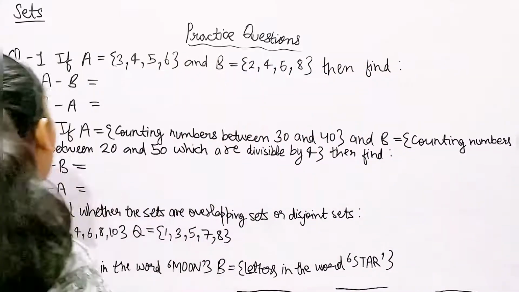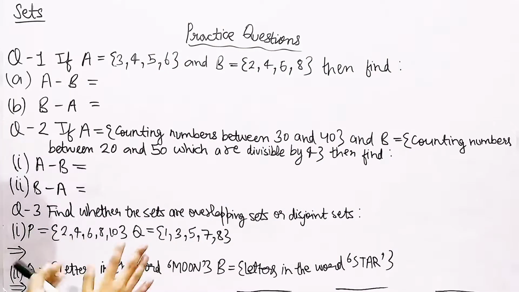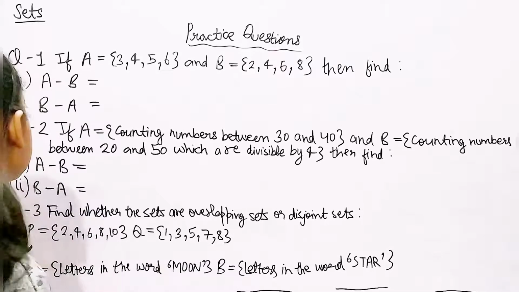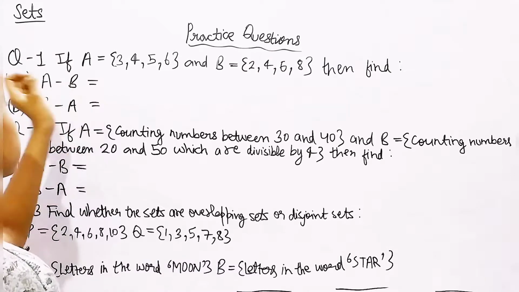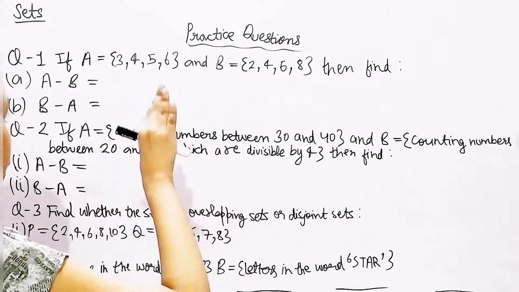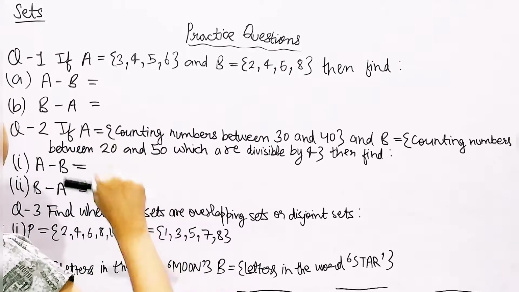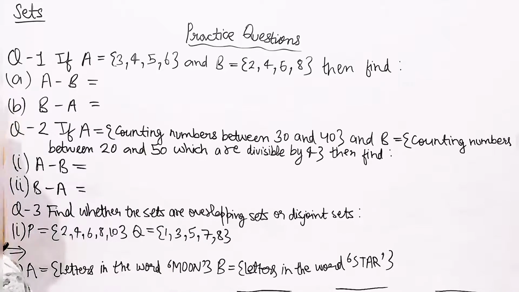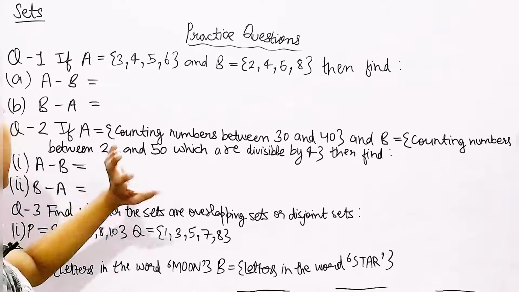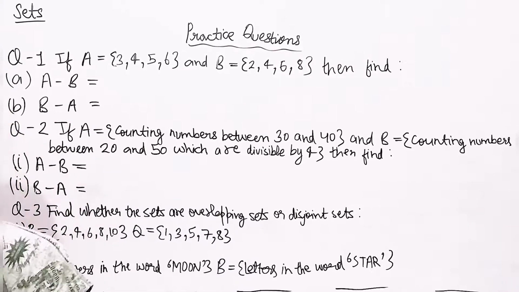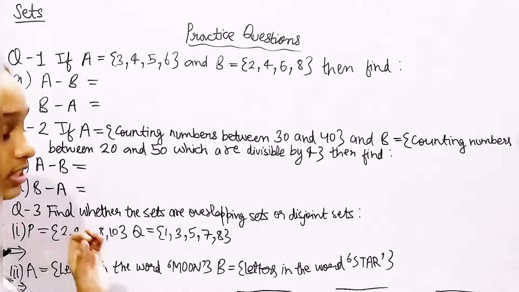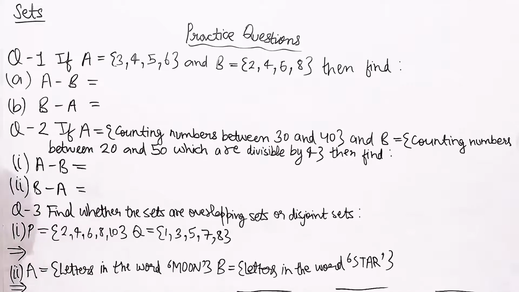So the first question. I've written all the questions, so we just have to solve them. The first question is: if set A is equal to the elements 3, 4, 5, 6 and set B is equal to the elements 2, 4, 6, 8, then find A minus B and then B minus A. A difference B is a subtraction. We're finding the difference between these sets, isn't it? Okay, so A minus B.